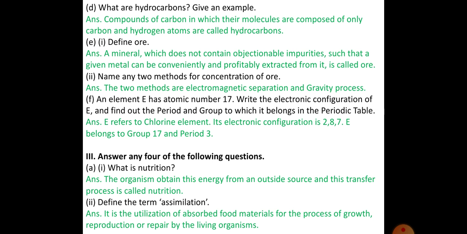What are hydrocarbons? Give an example. Compounds of carbon in which their molecules are composed of only carbon and hydrogen atoms are called hydrocarbons. For example, you can write C2H5OH, that is ethanol, alcohol group.